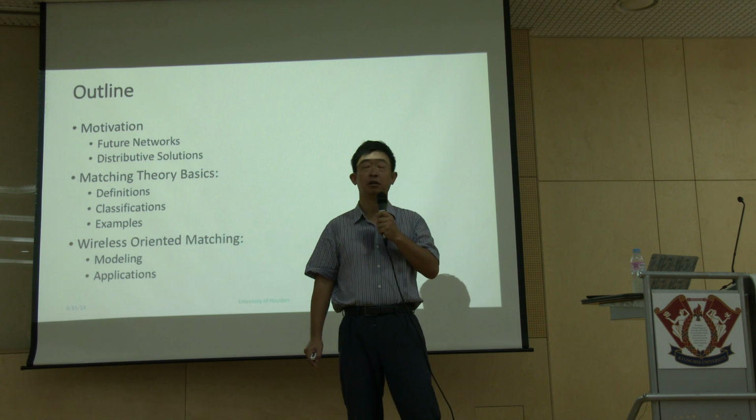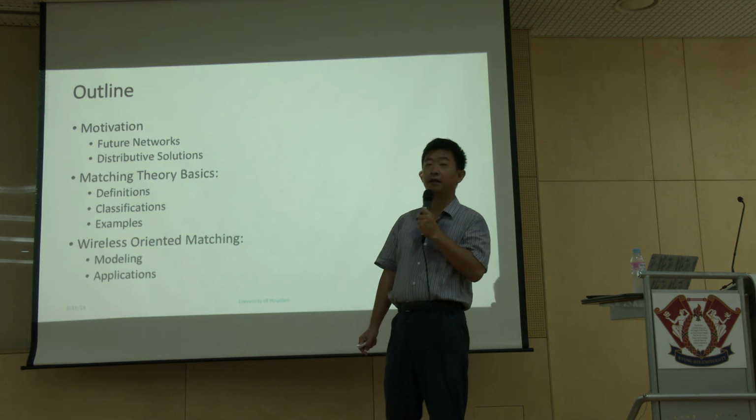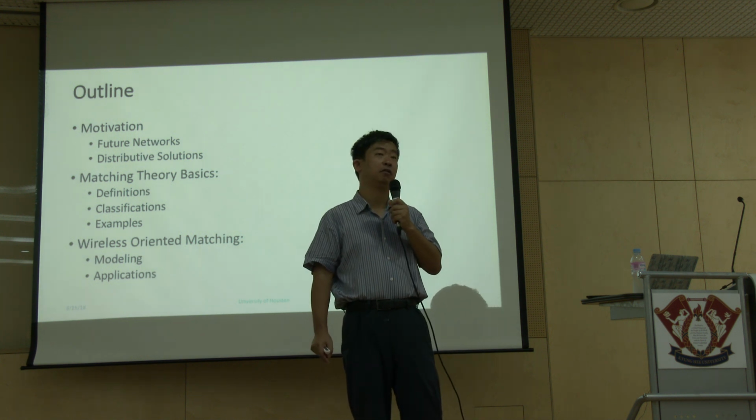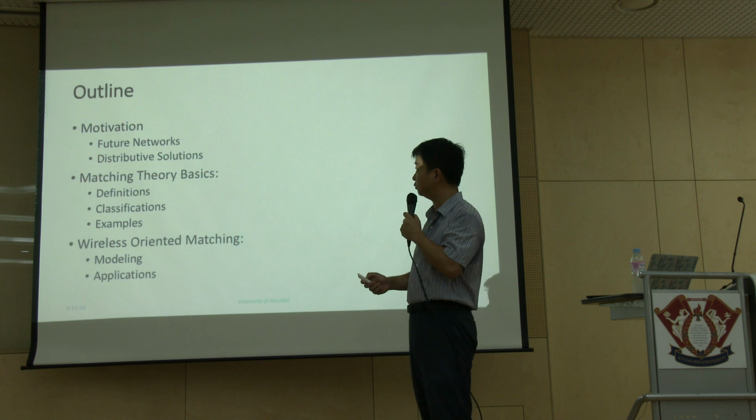Centralized optimized solution. Here we discuss another one, which is matching game. Basically here the complexity is O(n), so linear complexity. As a matter of fact, it's much lower than that. But let's see what we can do.